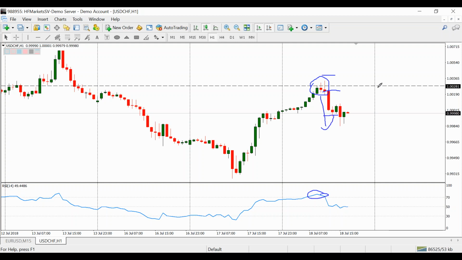Just simple. 1, 2, 3. Support, resistance, candlestick pattern, and RSI. RSI give you indication. Okay, overbought, draw, support, resistance. Comply support, resistance, rule number 1 complete. Comply candlestick pattern, rule number 3. 2, 3. Done. Trade nicely.